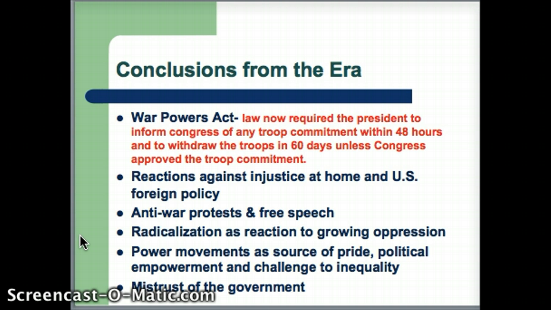These anti-war protests and free speech movements emerged in the United States in the time period of the 70s and 80s, where we start seeing, and are scared of, government in the sense of what they have. We're facing different things around the world. Also, the power movements. We're still struggling with the source of pride, the empowerment of women, youth, and racial groups.